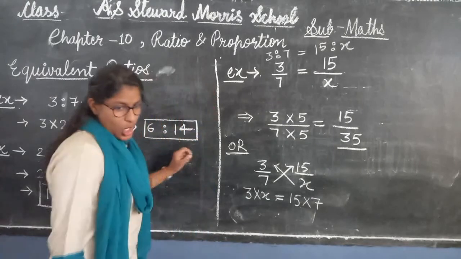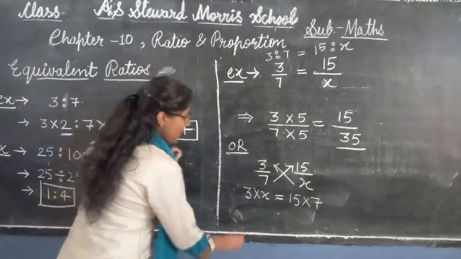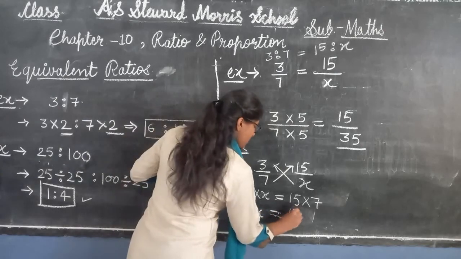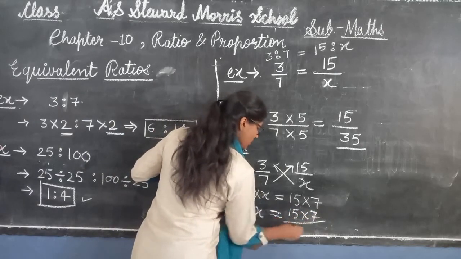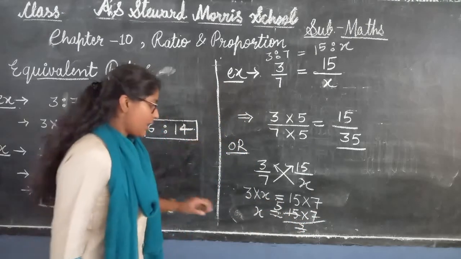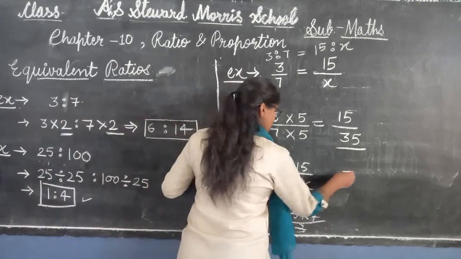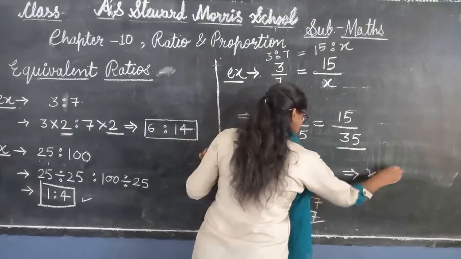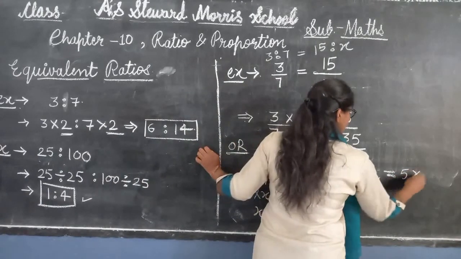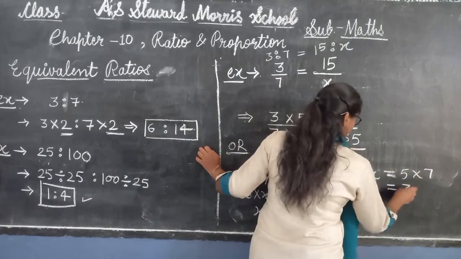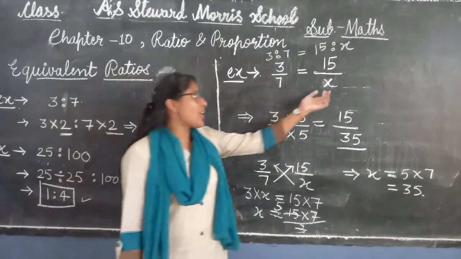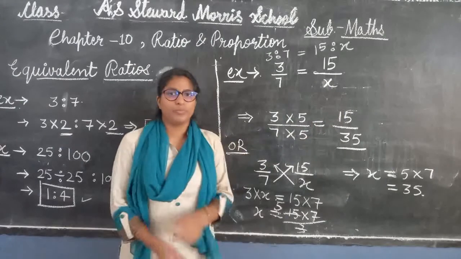Now, how can you solve it? x is equal to 15 multiplied by 7 upon 3. And 3 fives are 15. So what is your answer? The answer is x is equal to 5 into 7, and 5 into 7 is 35. So in this way, you can find the answer for any missing term in the ratio.